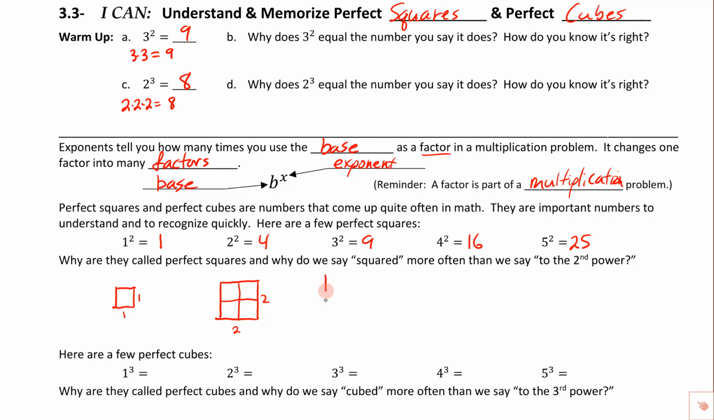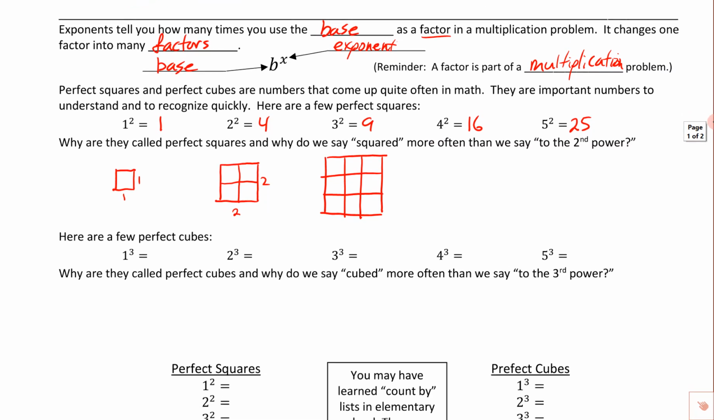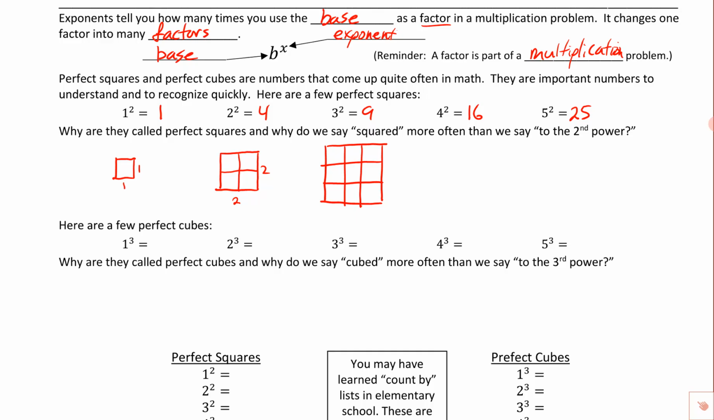You can do the same thing with 9. If we made a square that is 3 on each side, 3 units on each side, you can count them up. We've got 9 squares there. And we can do the same thing with 16 and 25, but I'm not going to take the time to draw those. Okay? Now let's talk about perfect cubes.